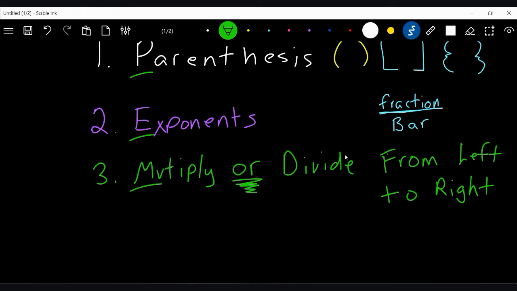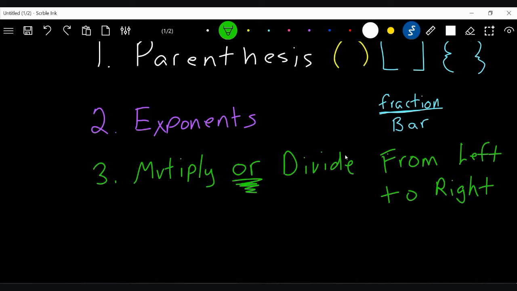P-E-M, PEM, and then D. That's wrong, okay? It's not P-E-M and then D. It's parentheses first, then exponents, then multiply or divide, whichever one comes first. You're going to start on the left, and then you're going to work your way to the right. Start on your left, work your way to the right.